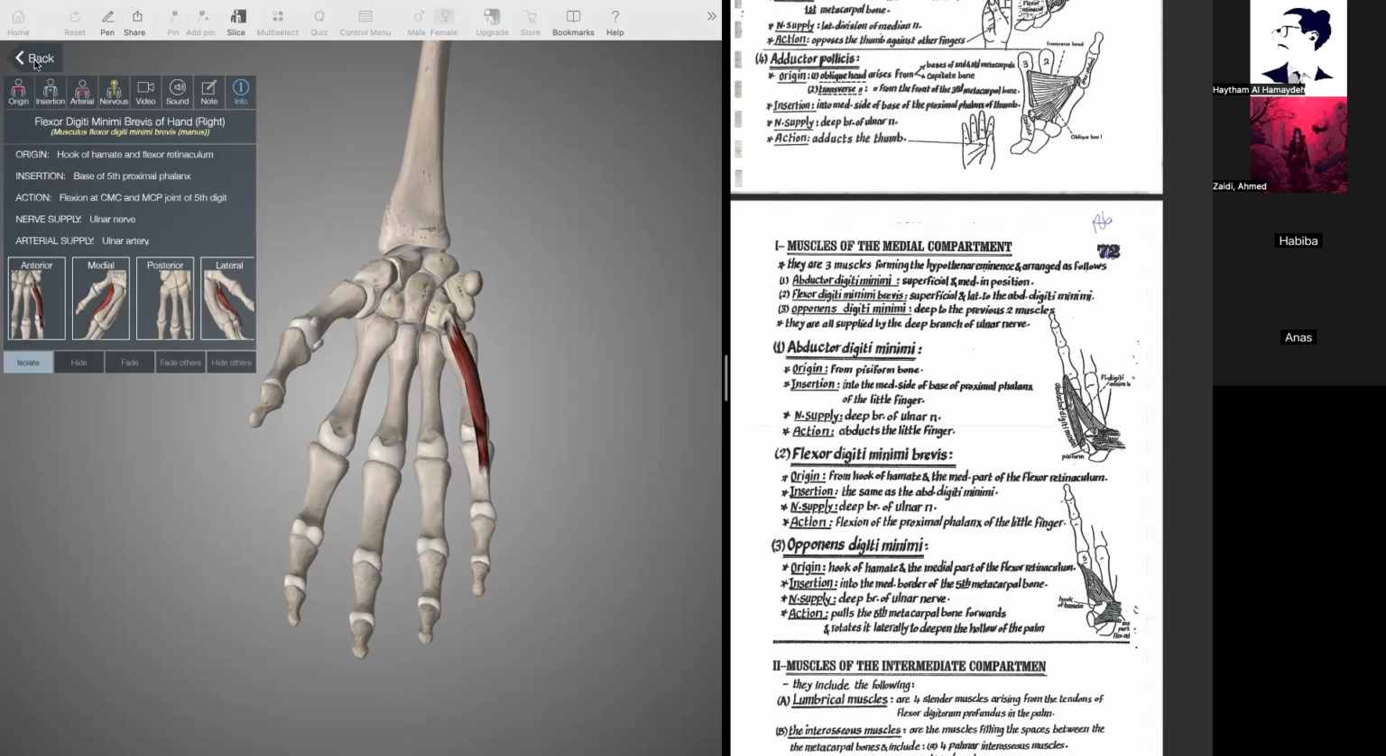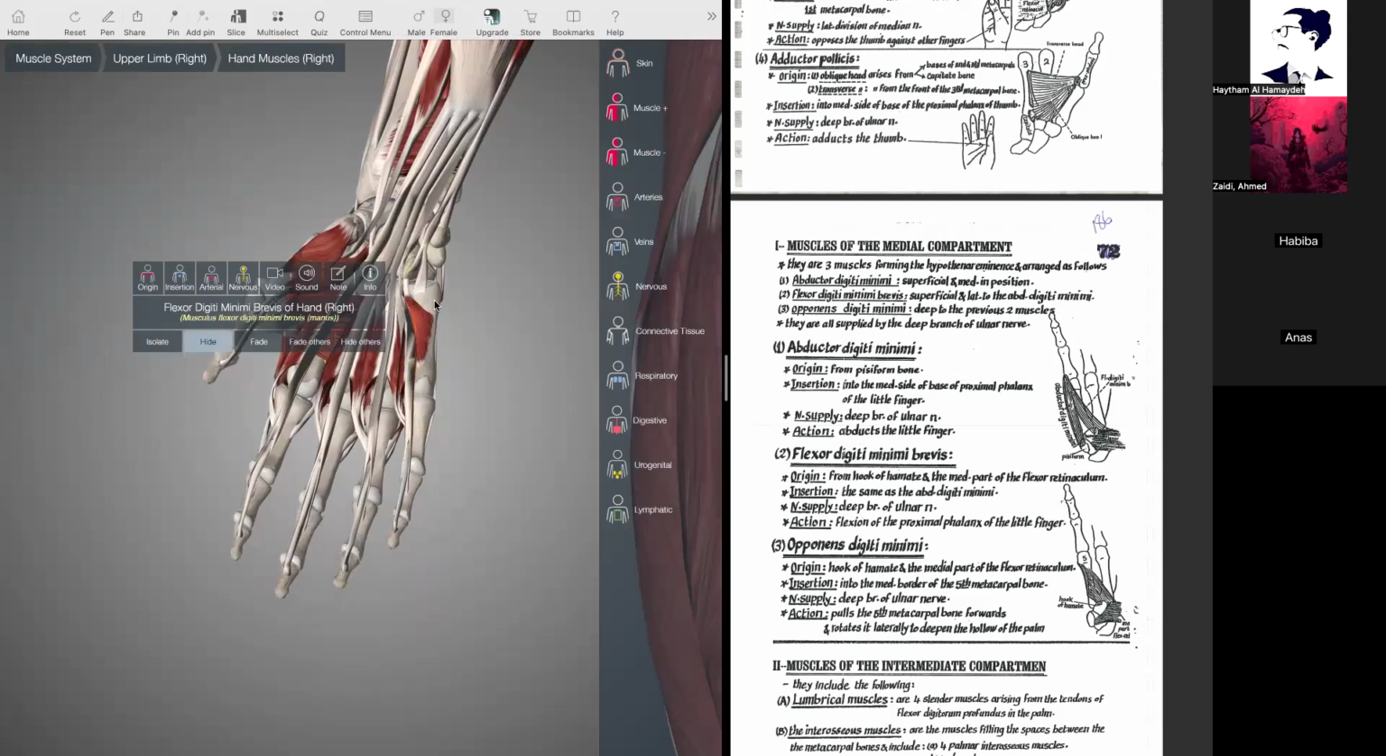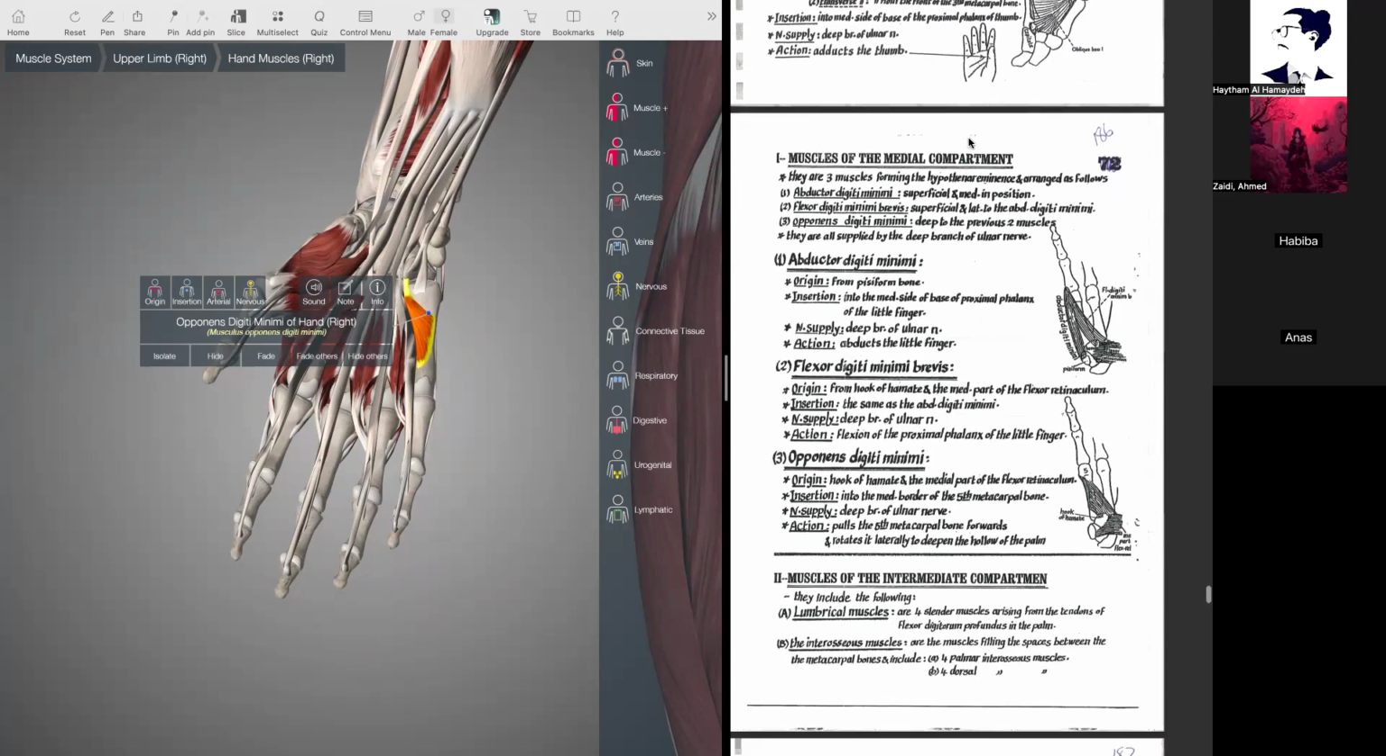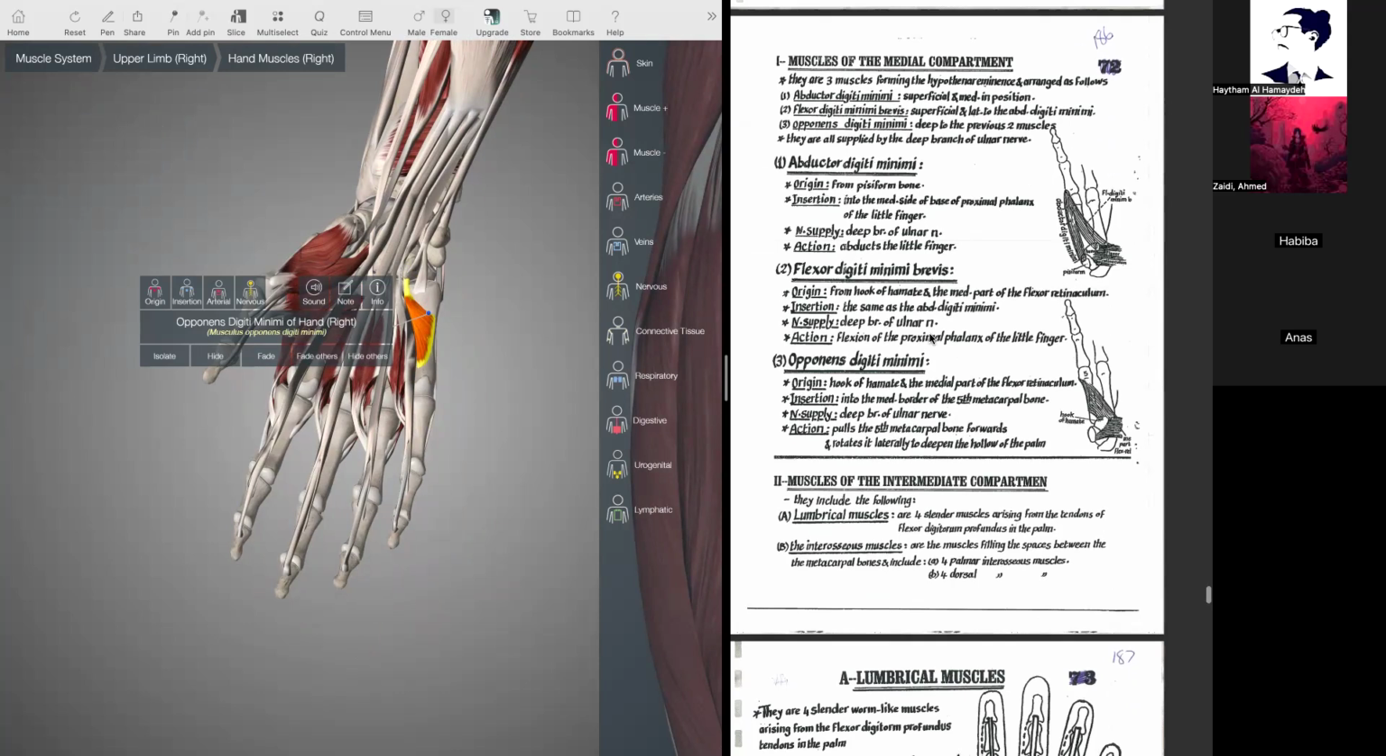Remember, flexor digiti minimi brevis flexes the small finger, innervated by ulnar. And opponens digiti minimi, what does it do? If it contracts, it can cause this finger to oppose the fingers. Try.